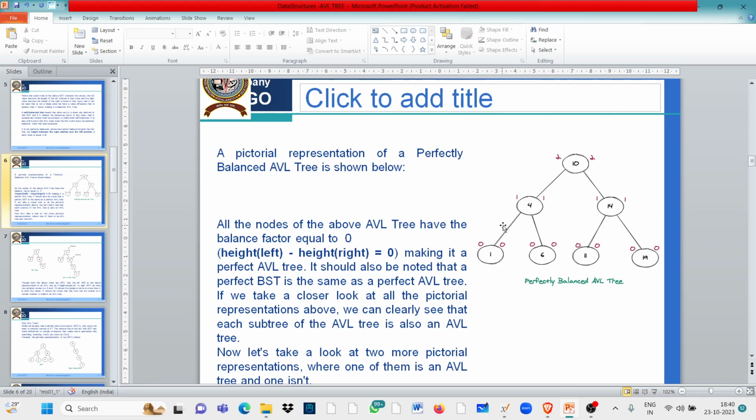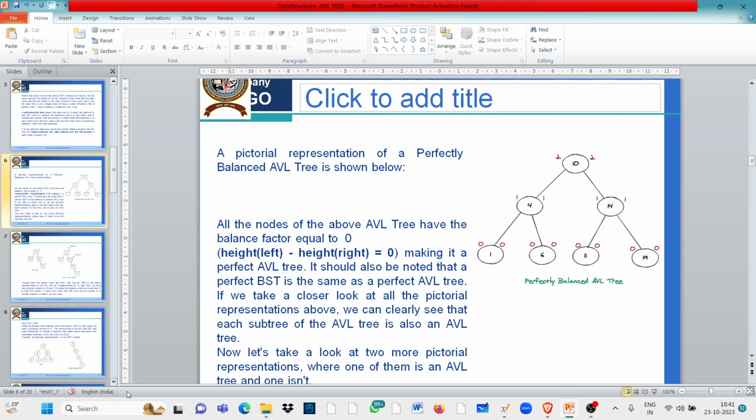Coming here, left hand side height is equal to 1, here it is 1, 1 minus 1 is 0. Here also same. Coming here, left hand side is 2, because whether you explore this way or this way, it is 1 2. Here also 2. So 2 minus 2 is equal to 0. So it is a balanced tree, and it is a perfectly balanced tree because all the internal nodes are having 2 children, and all the leaf nodes are at the same level. It's clear. Now the same thing is explained here.